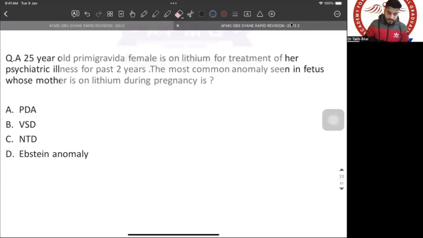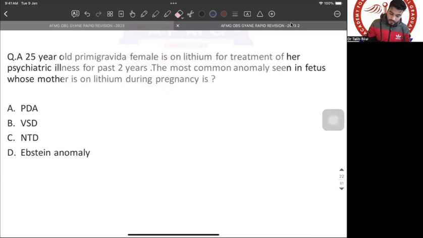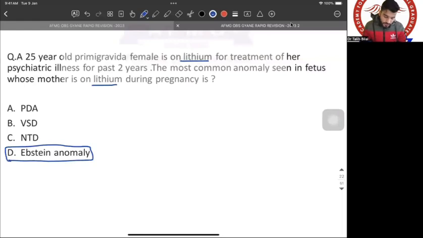So let's begin guys. A 25-year-old primary gravida female is on lithium for treatment of a psychiatric illness for the past 2 years. The most common anomaly seen in the fetus whose mother is on lithium during the pregnancy is... So guys, it's a previous year question. A mother is on lithium therapy, and the side effect in pregnancy will be Ebstein anomaly. Okay guys, the teratogenic effect is Ebstein anomaly, in which we have a box-shaped heart.